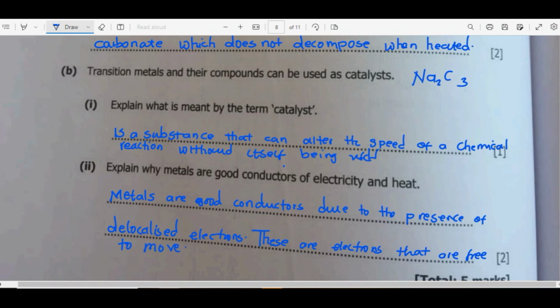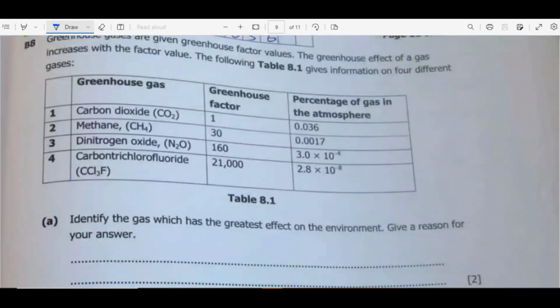The summary that we can look at in terms of conductivity of electricity and heat is all about the movement of electrons. That's why from the word electricity we have electro. So this one comes from the word electron. So electricity is just the movement of electrons from one position to another position in a conductor. That's what we can summarize. We move on to question 8.